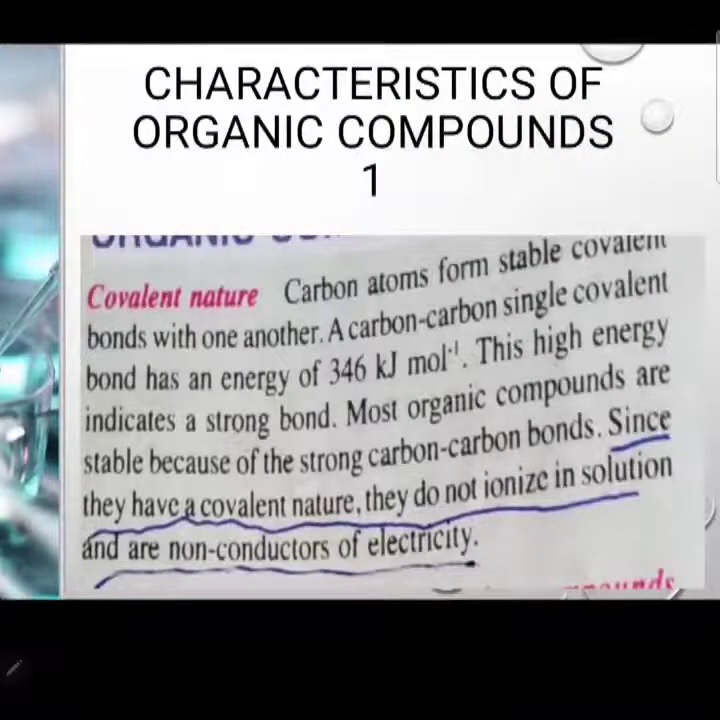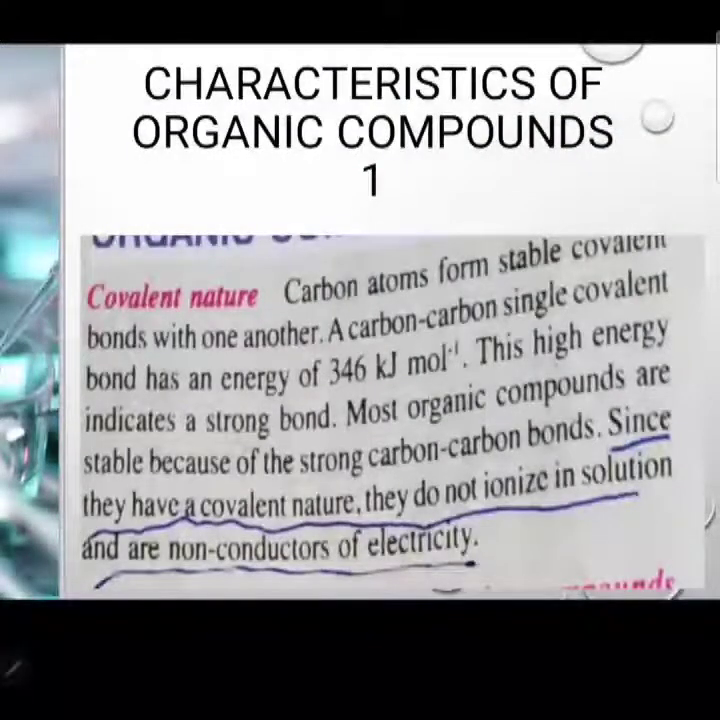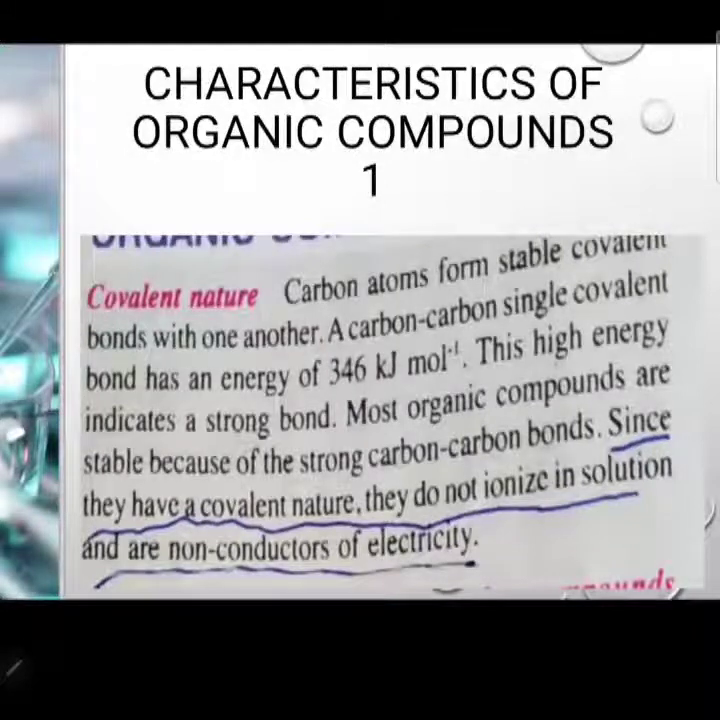Features of organic compounds. There are about 5 of them. These are what we call the characteristics of organic compounds. In your exam, you can see things like features of organic compounds. The first one is what we call covalent nature.